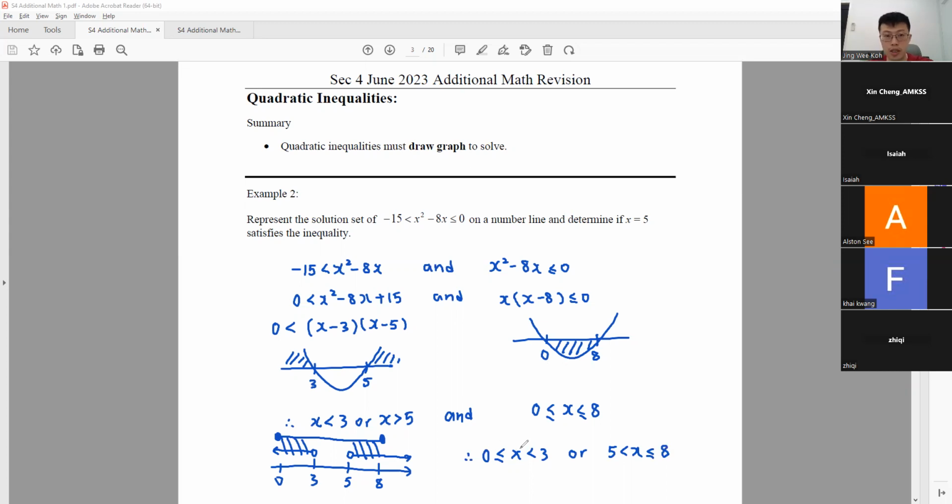But is this the answer? No, because the question asks you to represent it on a number line. This is not actually the solution, this is like the working. The solution should look like that. This is my number line, 0, 3, 5, 8. I should be drawing this. This is my solution. And determine if x equals 5 satisfies the inequality. No, because 5 is not included in the final answer. So x equals 5 does not satisfy the inequality.